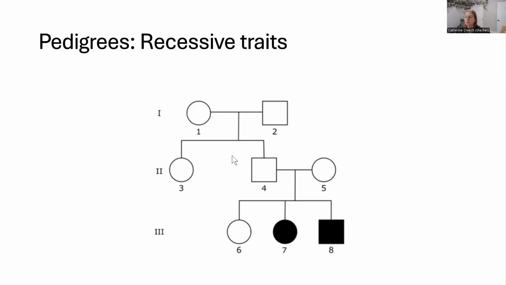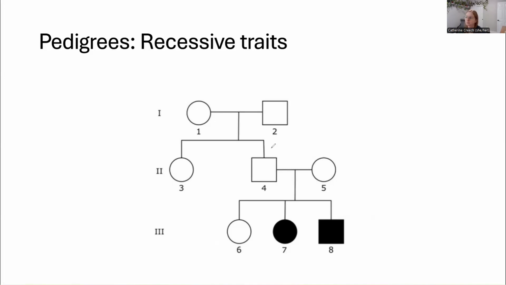So whenever you see 2 parents that do not have the trait producing a child that does have the trait, you know that that's going to be a recessive condition. And why does that happen? Let's draw out the genotypes and that will help us understand.